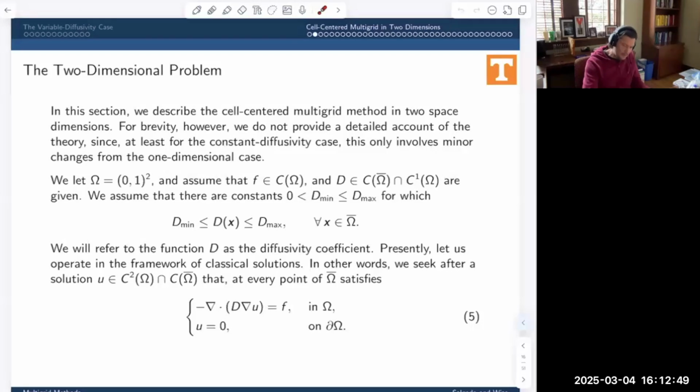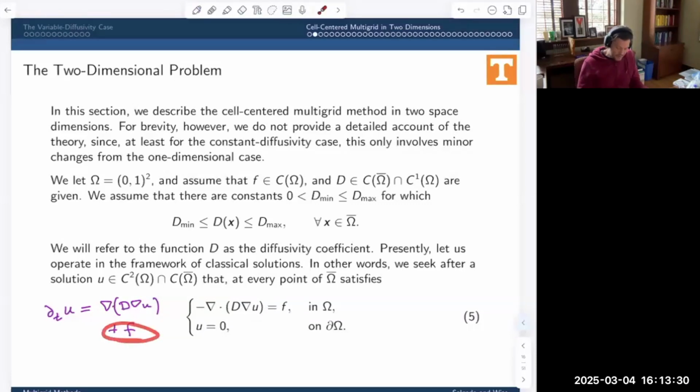I should say a little bit about why it's called a diffusion constant. Well, diffusion, you may recall, is a process which satisfies an equation like this: the time derivative of u equals the divergence of some diffusion coefficient times the gradient of u, plus f. All right, so this would be a kind of diffusion equation where f is a source term.